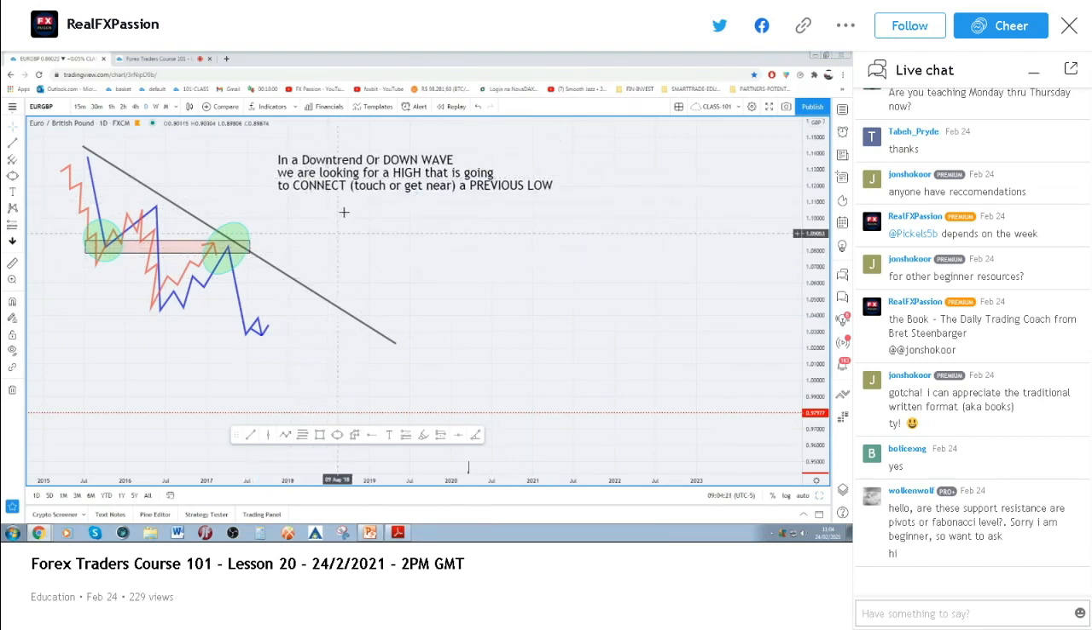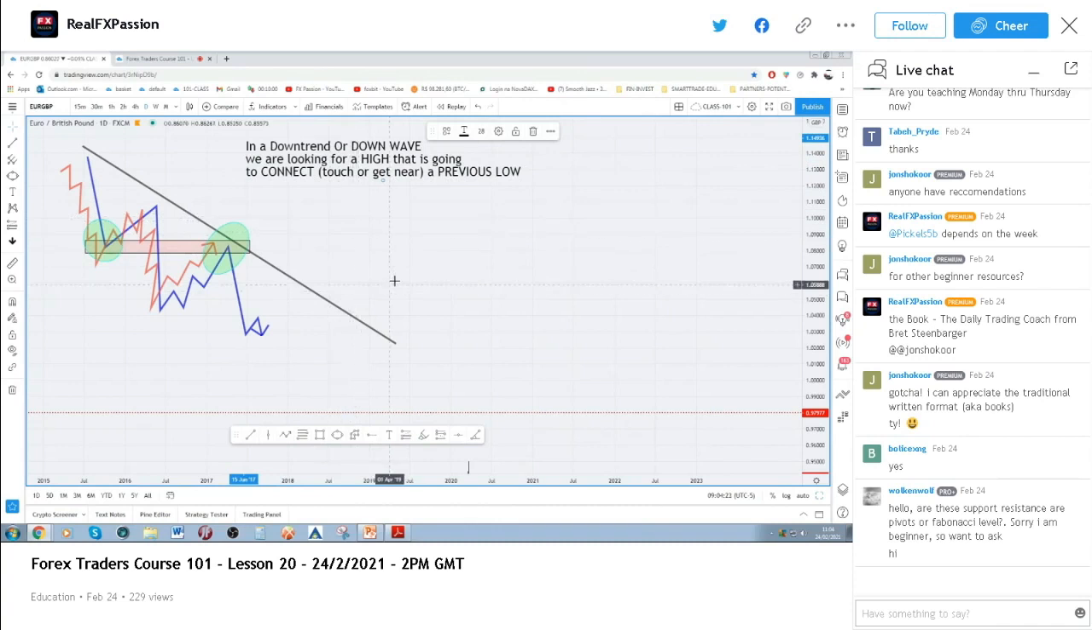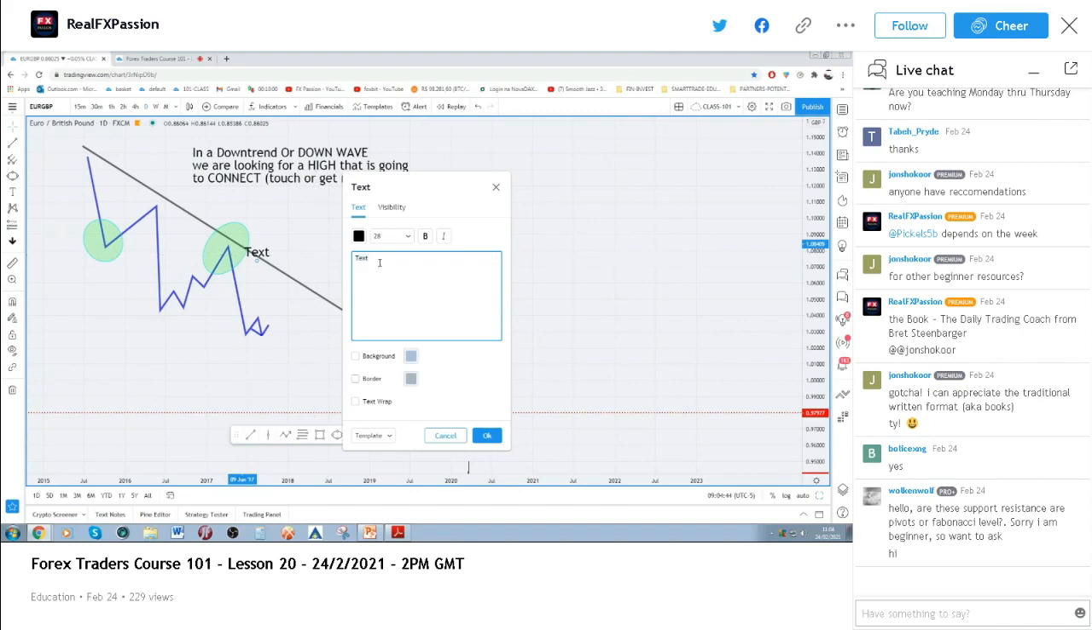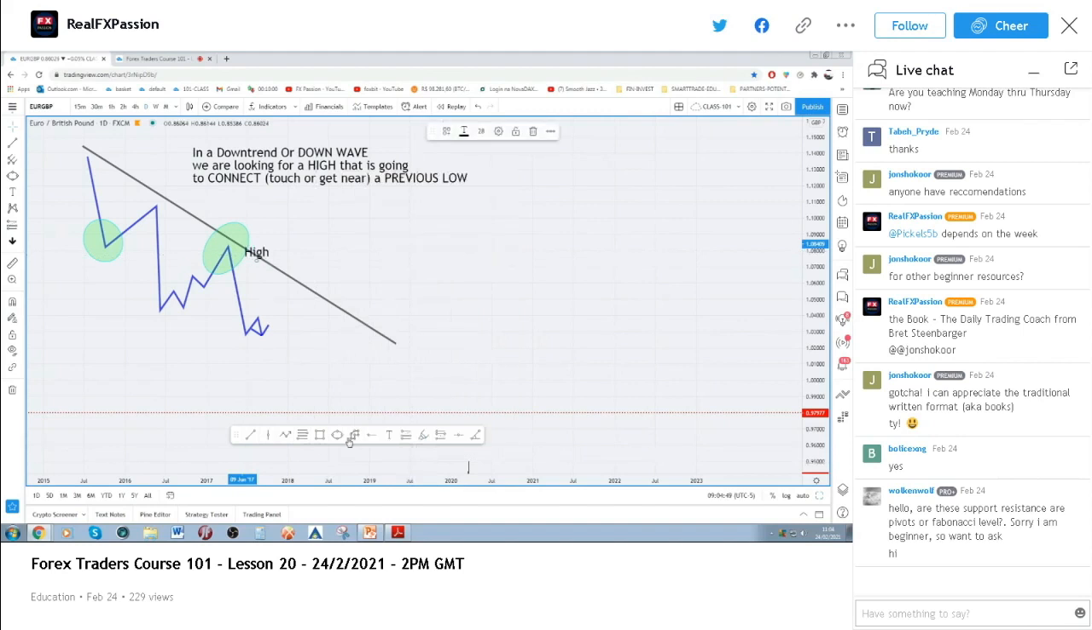So in a downtrend, everybody, or a down wave, we are looking for a high that is going to connect, touch, or get near the previous low. One more time, not to get too complex, everybody. So this would be a high. We have a high here, and this high would connect to a previous low.